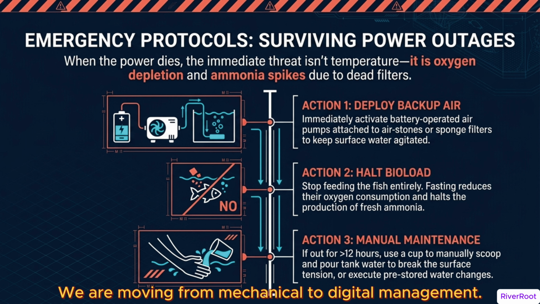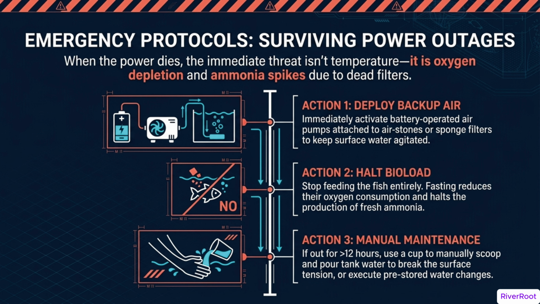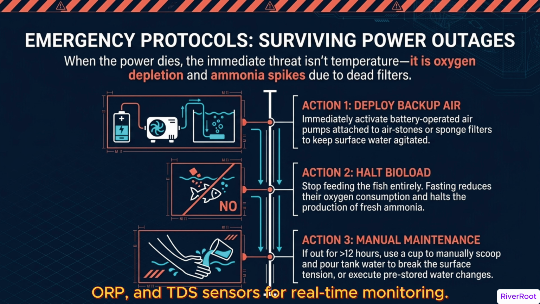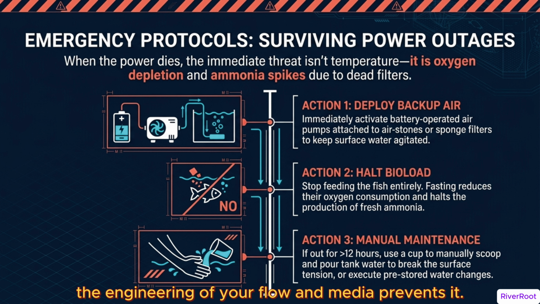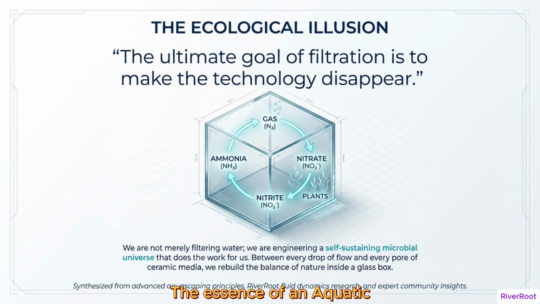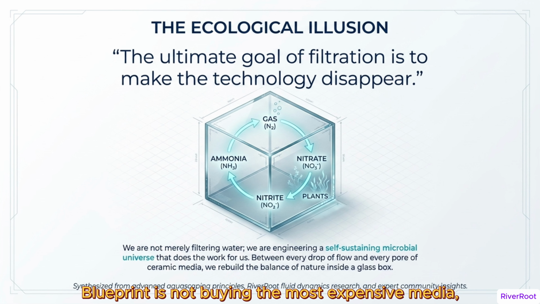We are moving from mechanical to digital management. High-end systems now integrate pH, ORP, and TDS sensors for real-time monitoring. However, as we explore low-tech Walstad methods or smart IoT setups, remember the fundamentals. Sensors only report the crash, the engineering of your flow and media prevents it. The essence of an aquatic blueprint is not buying the most expensive media, but building a balanced, stable micro-world.